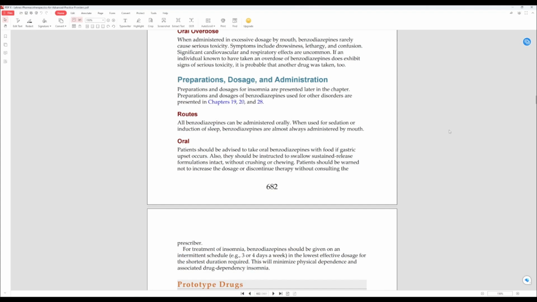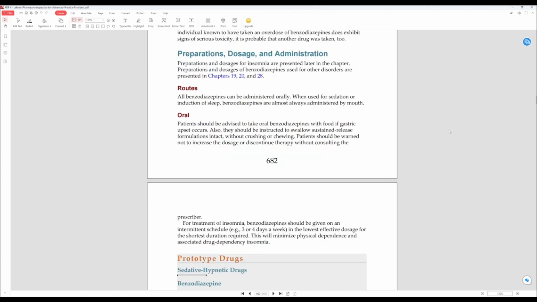So, our preparations, dosages, and administrations. Preparations and dosages for insomnia are presented later in this chapter. However, preparations and dosages of benzodiazepines used for other disorders are presented in chapters 19, 20, and 28. So, what kind of routes do we give benzos in? Well, all benzodiazepines can be administered orally. When used for sedation or induction of sleep, benzodiazepines are almost always administered by mouth. So, our oral preparations, therefore.